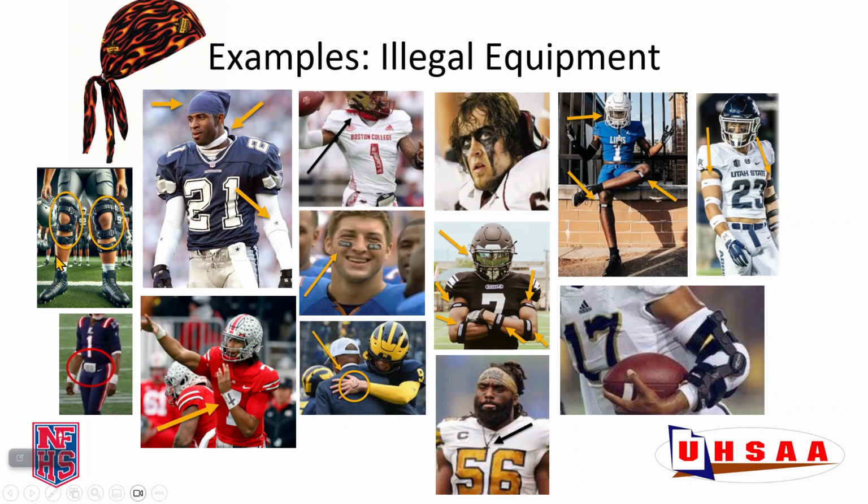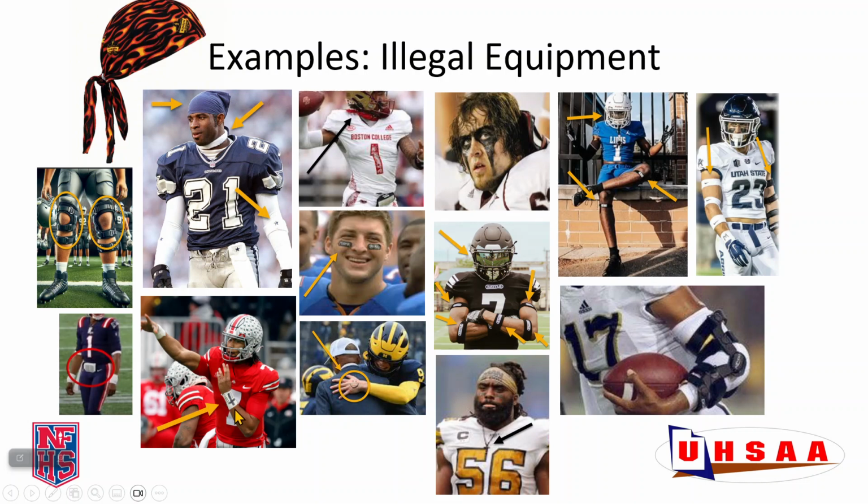Looking to his left, we have some example of knee braces that are not worn under the pants. These would be considered to be illegal equipment. So the lineman must cover them before he comes into the game. He's got to pull the pants down over the top of these knee braces. Down below him, number 1 here in the blue, is wearing a play card on his belt. This is illegal equipment.